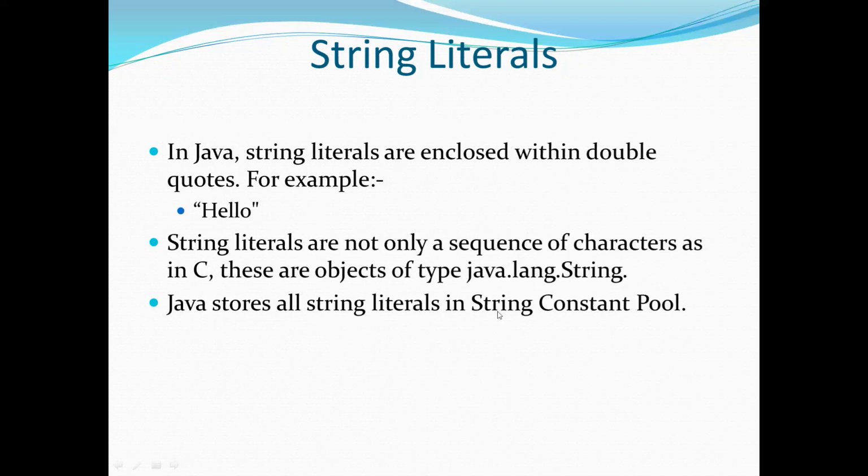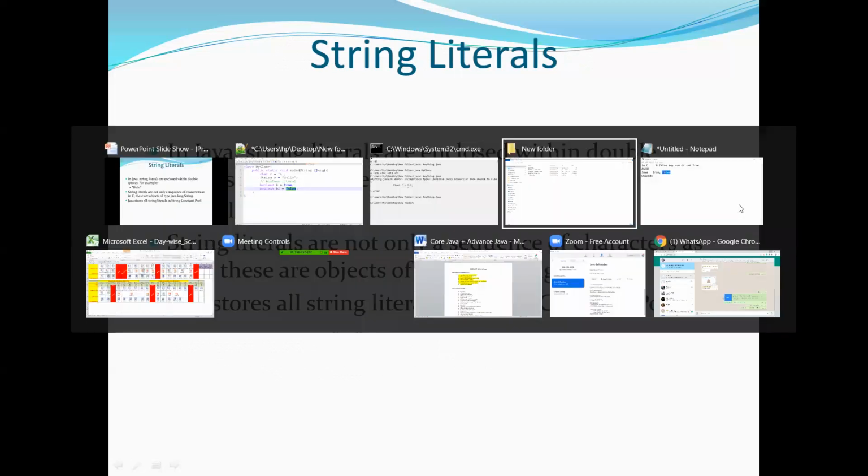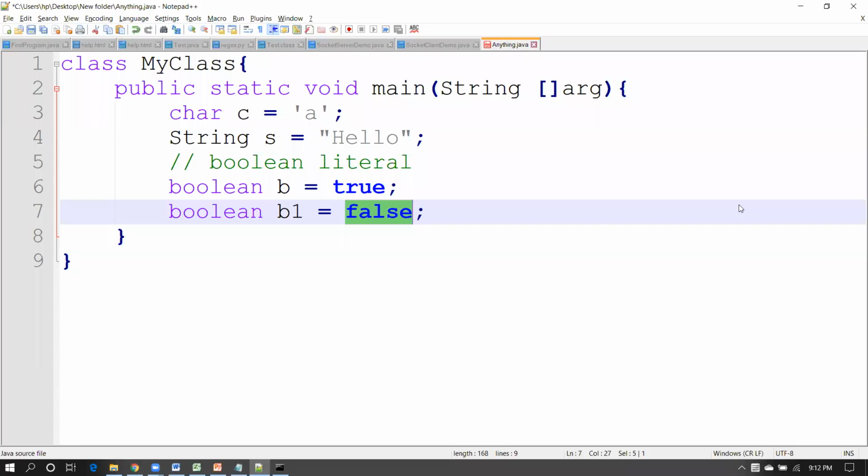Java stores all the string literals in a string constant pool. What is a string constant pool? What is the heap? We'll see later and in detail. So for now, just remember this point. String literals are stored in a string constant pool, and these are objects of type java.lang.String. Whatever you write in double inverted commas is called a string literal.